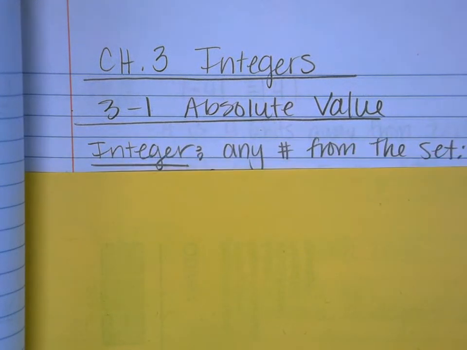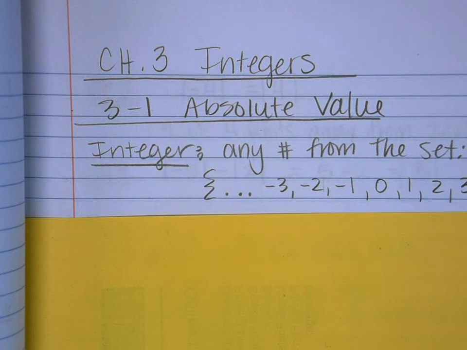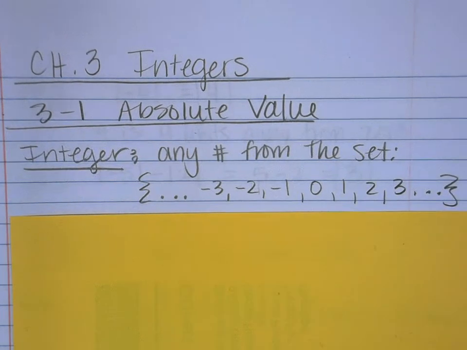Let's first define integer, which is any number from the set. This is how you write a number set. They're brackets, and the ... means it goes on forever in either direction, right? So any number from this set of numbers, basically all of our negative and positive counting numbers in either direction. And that's how we write a number set. I'll move it over for you guys.